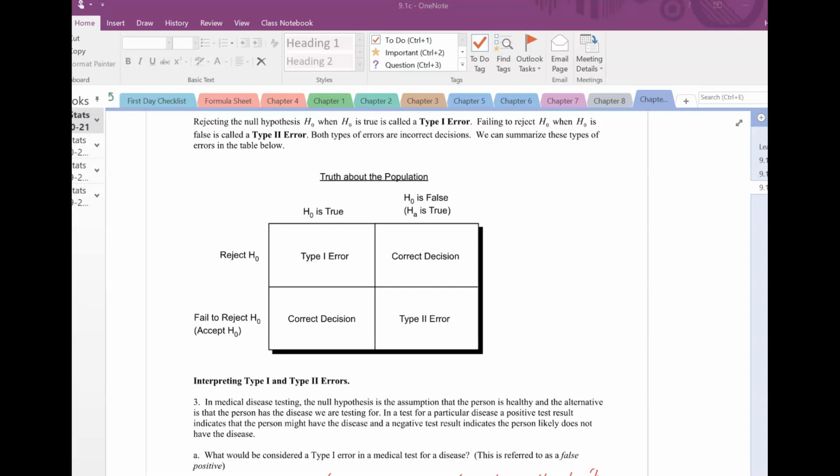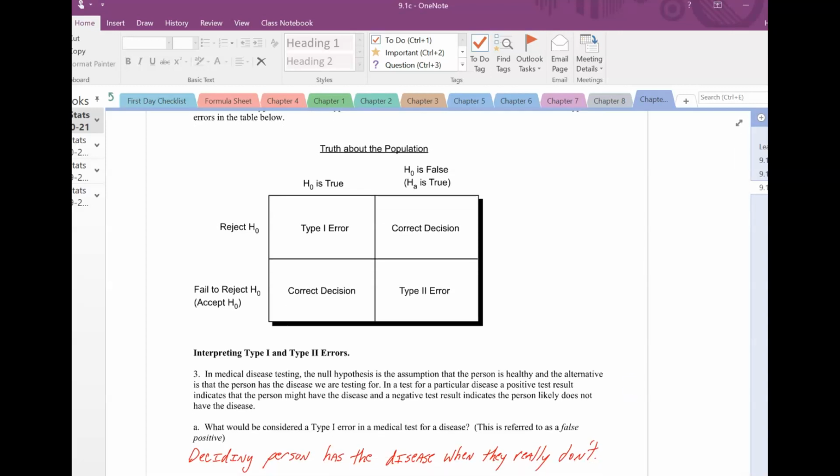Pretty relevant now. You've probably heard a lot about false positives and false negatives with COVID testing. So in part A, what would be considered a type 1 error in a medical test for a disease? This is referred to as a false positive. Well, a type 1 is rejecting the null hypothesis, even though it's true. So if the null hypothesis is the person is healthy, then we would be deciding that the person has the disease when they really don't.